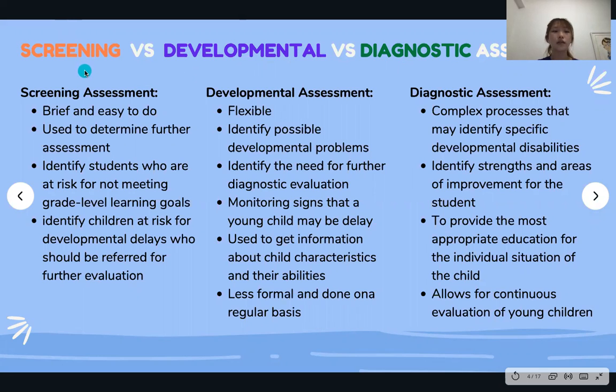For the comparison of screening, developmental, and diagnostic assessment, screening assessment is brief and easy to do, and is used to determine further assessment and identify students who are at risk for not meeting grade level learning goals, and to identify children at risk for developmental delay who should be referred for further evaluations.